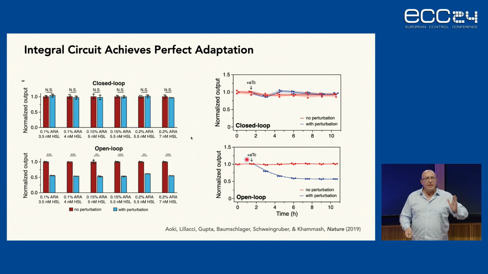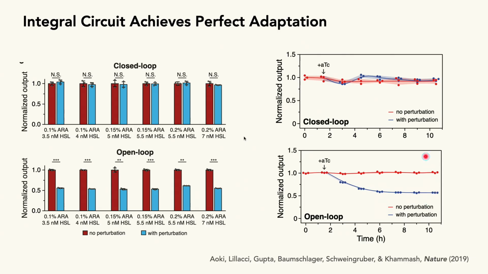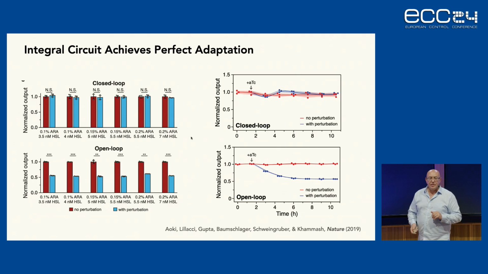So it's turned on and it stays on. And so the output of interest, again, loses 40% of its value. Whereas with the integral feedback controller, there's a short transient, and then the output tracks the set point, well, as far as we can tell, without any error, at least within measurement error. So anyway, this is how we've done it in E. coli.